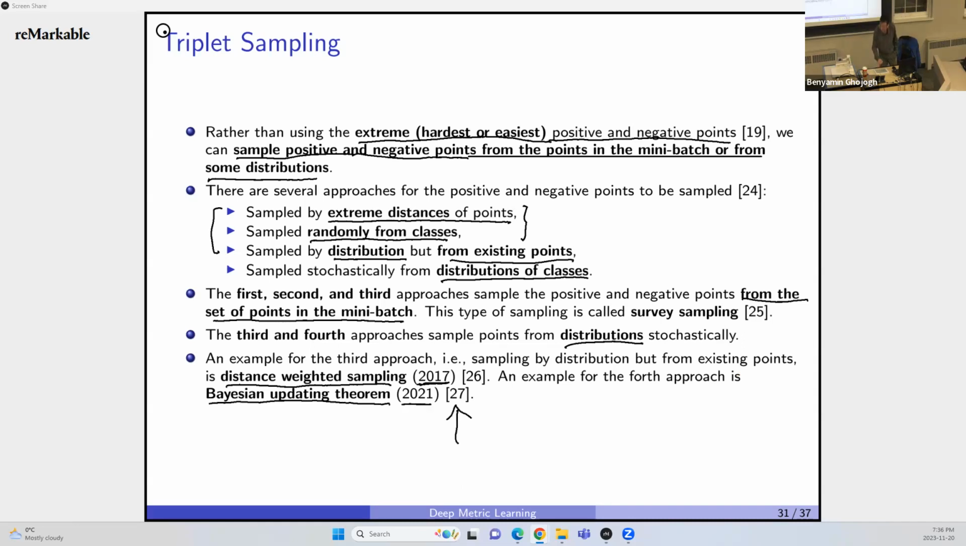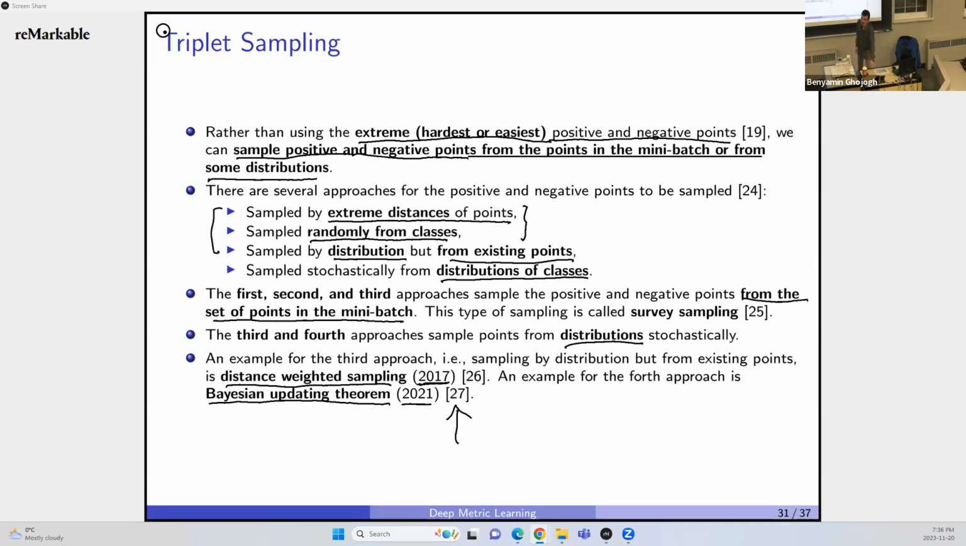This is our paper. Sampling by Bayesian updating theorem is our paper. I remember when I worked on this paper with Milad, one of my friends. So what is Bayesian updating theorem? Do you know that?